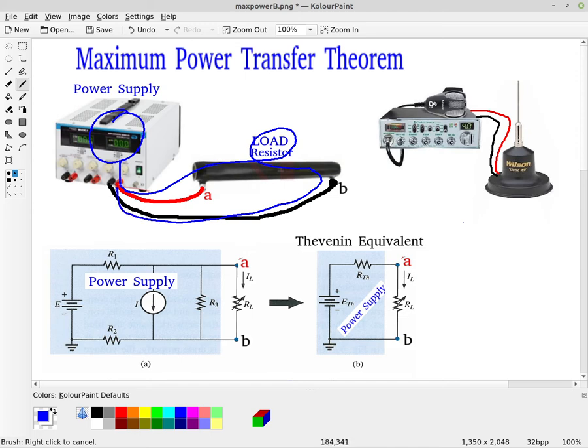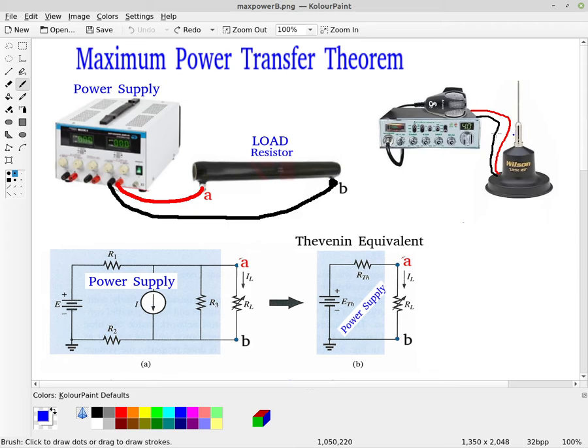Now this load resistor could theoretically be any kind of load. So let's think about a radio. Here's a picture of a CB, Citizens Band radio, and obviously it has a lot of electronics in there. It's got to amplify the signal and put it onto the transmitting frequency, and then we want that to be passed out to the antenna so that we can transmit with as strong a signal as possible.